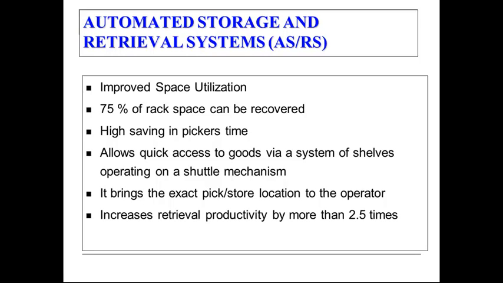Finally, we have the automated storage and retrieval systems. We showed a couple of pictures of this one in our previous discussion. This one will move automatically with programs. This improves space utilization; 70% of rack space can be recovered. There are high savings in pickers' time, and it allows quick access to goods via a system of shelves operating on a shuttle mechanism. It brings the exact pick store location to the operator and increases retrieval productivity by more than 2.5 times.